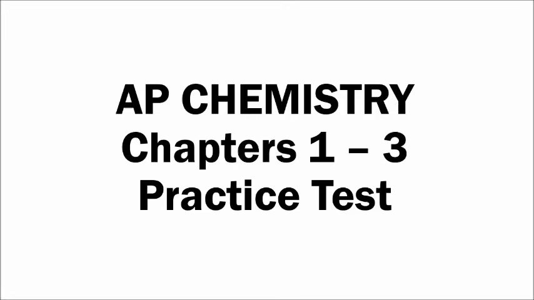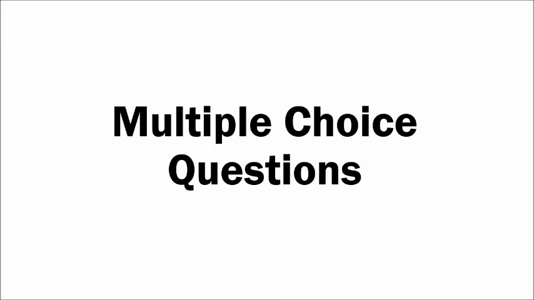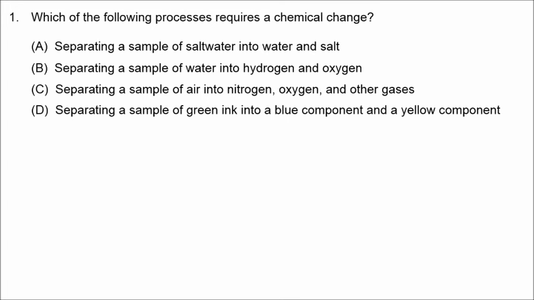Okay, these are the answers to the chapters 1 through 3 practice test. And we're going to start with the multiple choice questions. Here we go. Number 1, which of the following processes requires a chemical change?